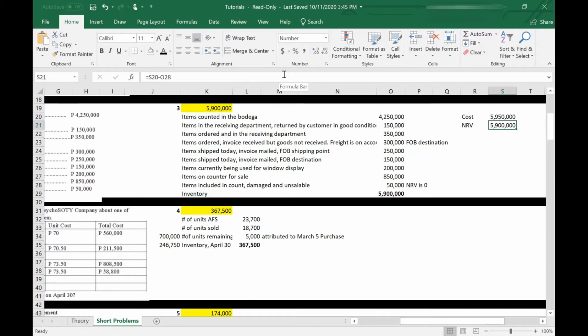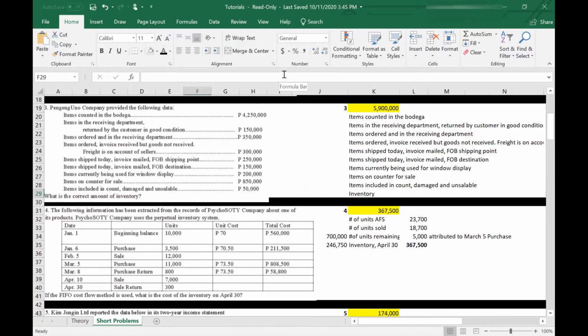But in reality, the cost of your inventory is not 5,900,000 pesos. It is actually 5,950,000 pesos. And the difference refers to this one, 50,000 pesos. Because if your cost is 5,950,000 and this one is damaged or unsaleable, it goes to say that the NRV of this item is 0. And therefore, if you get the lower of cost and NRV, you'll determine that your NRV is actually 5,900,000. That's 5,950,000 minus 50,000.